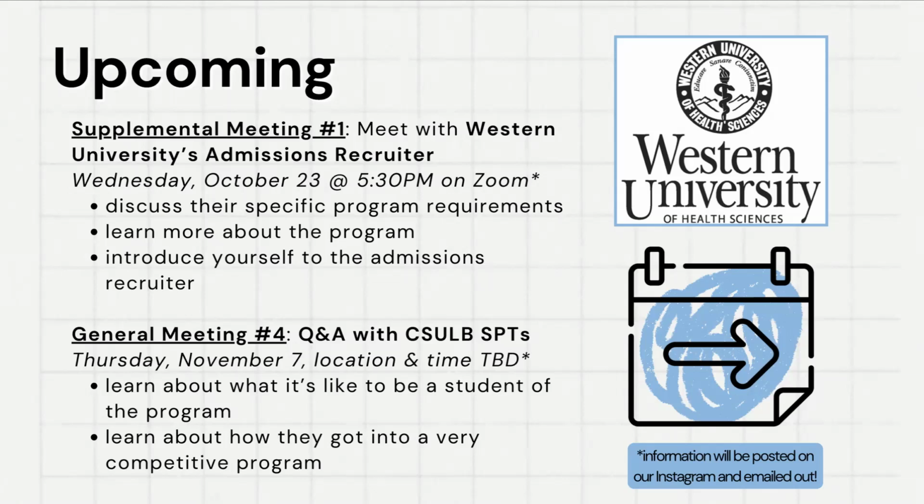This would be a really great opportunity to make sure that you understand what we just talked about, all of the admissions requirements, but specifically for Western University, if that's something you're interested in. It also gives you the opportunity to go face to face, well, it's not in person, so Zoom to face, to get your name out there to the people who will literally be reading your applications. This will be next week on Wednesday, October 23rd at 5:30 p.m. on Zoom. We'll make sure that we get that Zoom link out to you as soon as possible. Like I said, we're just going to be talking about the program requirements, and then you can introduce yourself to that recruiter.